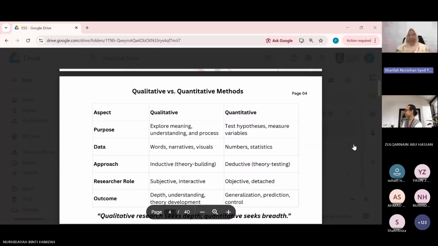That's why you see that there are some people using quali and some people using quantitative.